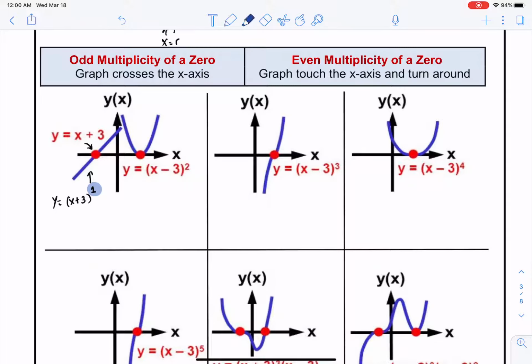But on the other hand, if you look at y equals x minus 3 squared, 2 is an even number, and that function belongs to that curve, which is the parabola. And you can notice right here, it touches the x-axis and turns around.